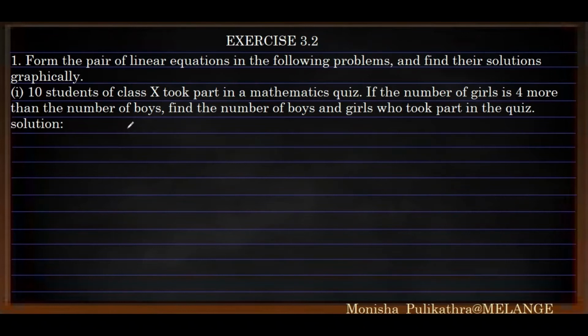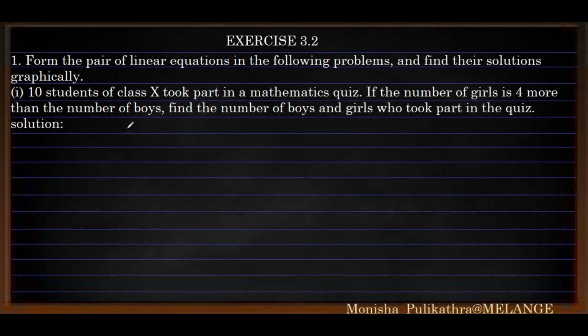This is exercise 3.2 first main. In the first main there are 2 questions and both questions are graphical problems. So we need to read the question, write down the equations for that, solve it, find out the points and then plot the graph. Here, 10 students of class 10, a total of 10 students, took part in a mathematics quiz. If the number of girls is 4 more than the number of boys, find the number of boys and girls who took part in the quiz.